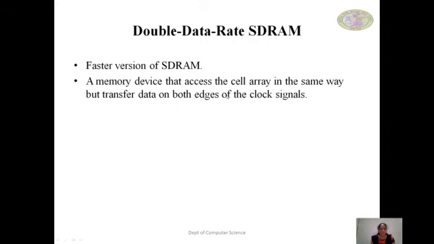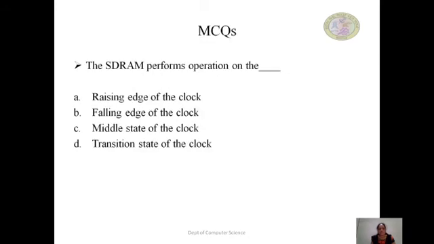In order to provide such a facility for the double data rate SDRAM, the cell array will be organized with two banks, where the two banks can be accessed separately so that two words can be transferred both on the rising edge as well as on the falling edge of a clock cycle. So this is about today's session, and regarding today's session we have some multiple choice questions.